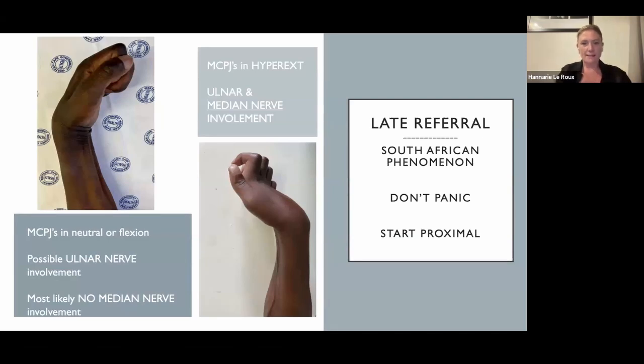And then on the right, you have MCPs in hyperextension with a wrist flexed. That is ulnar nerve, median nerve involvement. You know it, it's done. There's no questions. The thumb is a hard giveaway, but if the fingers are hyperextended, the MCPs are hyperextended, there's an ulnar nerve, median nerve injury.